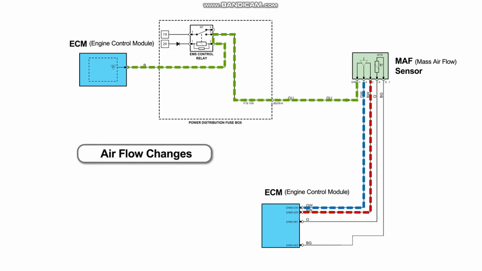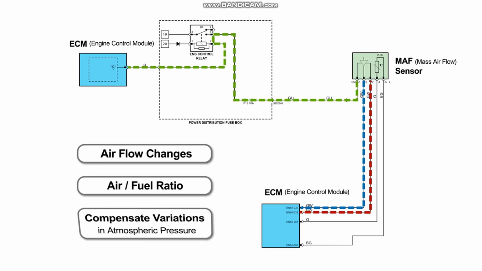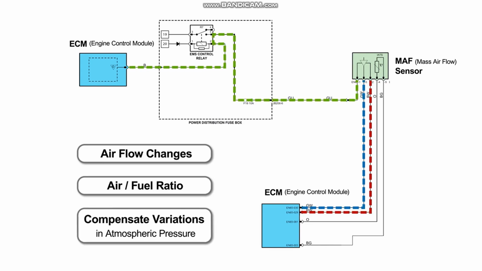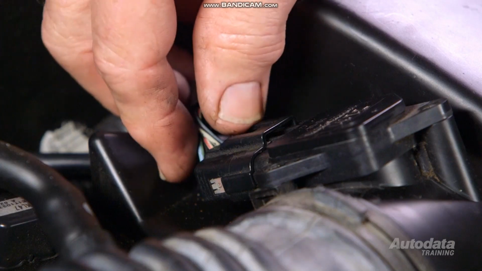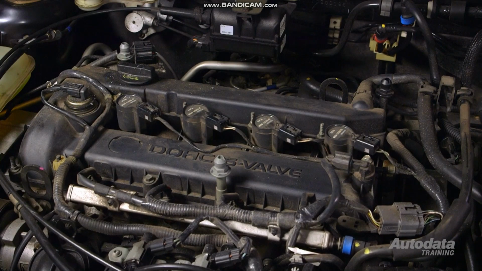This information makes it possible for the ECM to maintain the required air-fuel ratio and to compensate for variations in atmospheric pressure. If you have any MAF sensor DTCs and a no-start situation, disconnect the MAF sensor and try starting the engine. If it starts under these conditions, then the fault is probably the sensor itself.